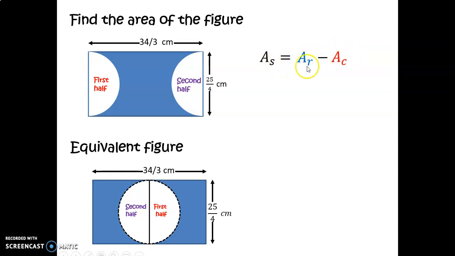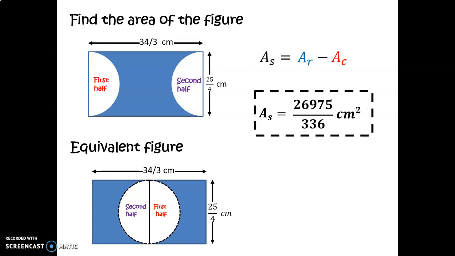And we use the last names or subindex to not get confused because we're using the letter A a lot of times. So when we did that, we found that the area was 26,975 over 336 centimeters squared. If you don't remember how to do this, my advice to you is to watch the video of the area again. So we're going to use this figure to find the perimeter of that figure.